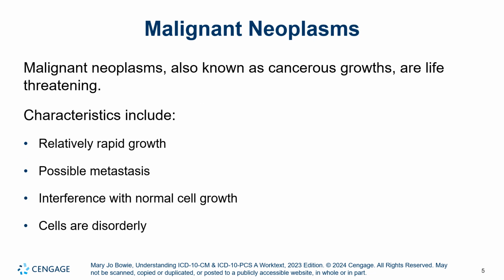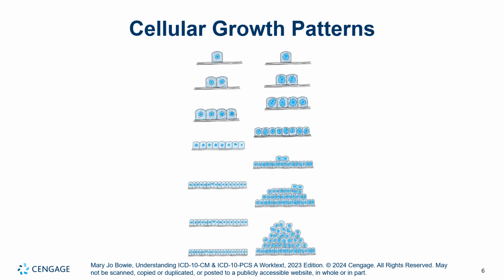Malignant neoplasms, also known as cancerous growths, are very life-threatening. The characteristics include relatively rapid growth, possible metastasis, interference with normal cell growth, and cells that are disorderly. This shows you the cellular growth patterns, and the one at the bottom on the right is cells that are cancerous. You see that they're all different shapes and that they're rapidly growing.